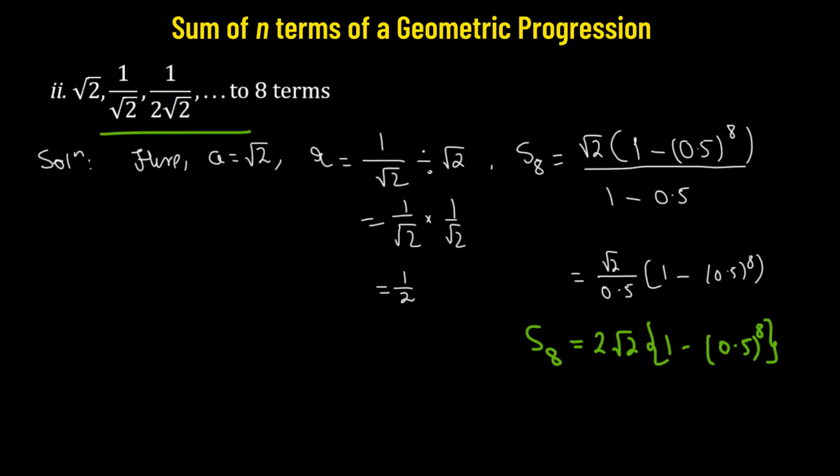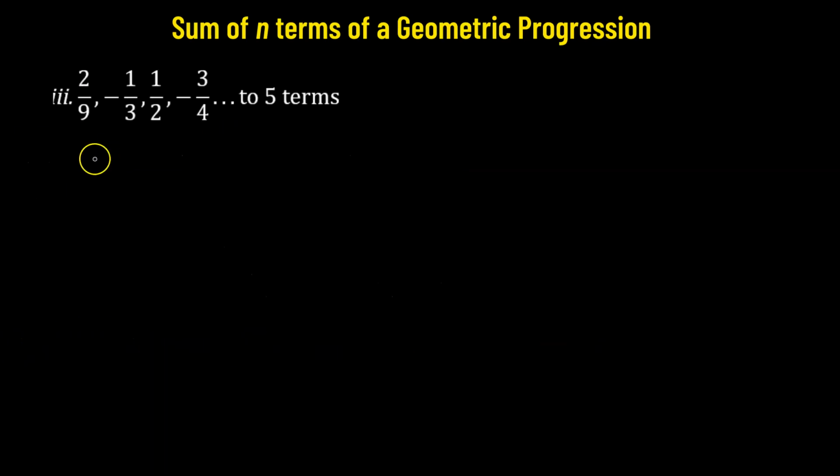Let's move on to the third problem. So here this is a geometric progression with the first term a, 2 over 9. Then the common ratio r will be equal to, we'll take this second term, which is negative 1 over 3, and divide it by the first term. So that's simply multiplying it by 9 over 2, the reciprocal of the first term. So 3 times 3 is 9. So that means we have negative 3 over 2. This is going to be the common ratio.